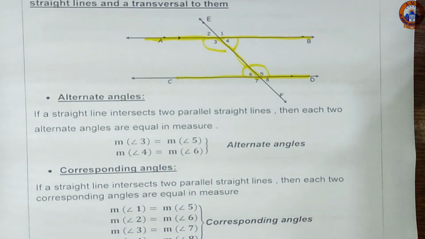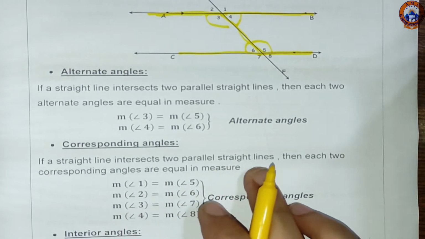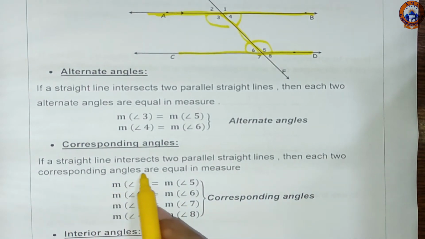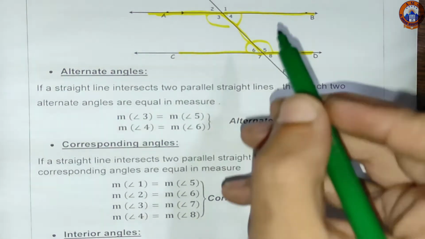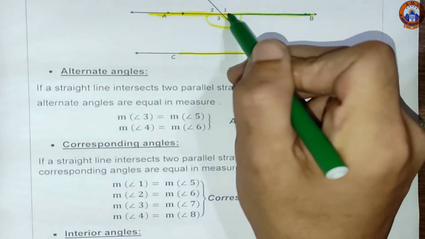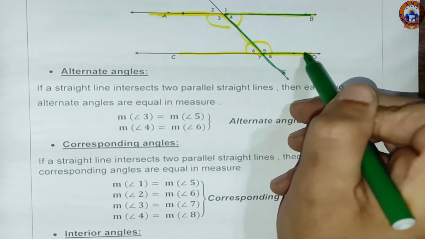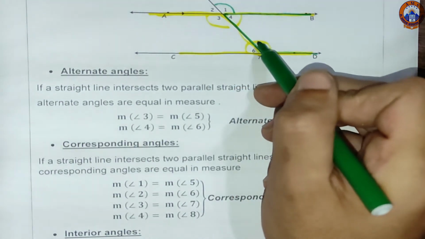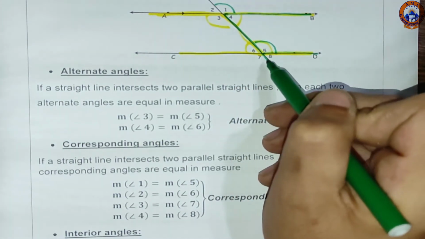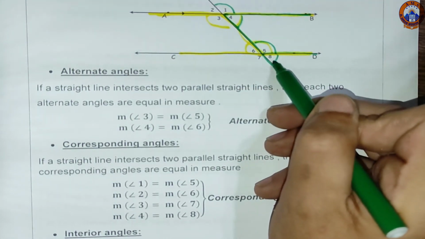The other type of angles are corresponding angles. If a straight line intersects two parallel straight lines, then each of two corresponding angles are equal in measure. And these corresponding angles are like the letter F. So the angle which is up, measure angle number 1, is like the angle which is up here, measure angle number 5. The angle which is down, number 4, equals the angle which is down, number 8.